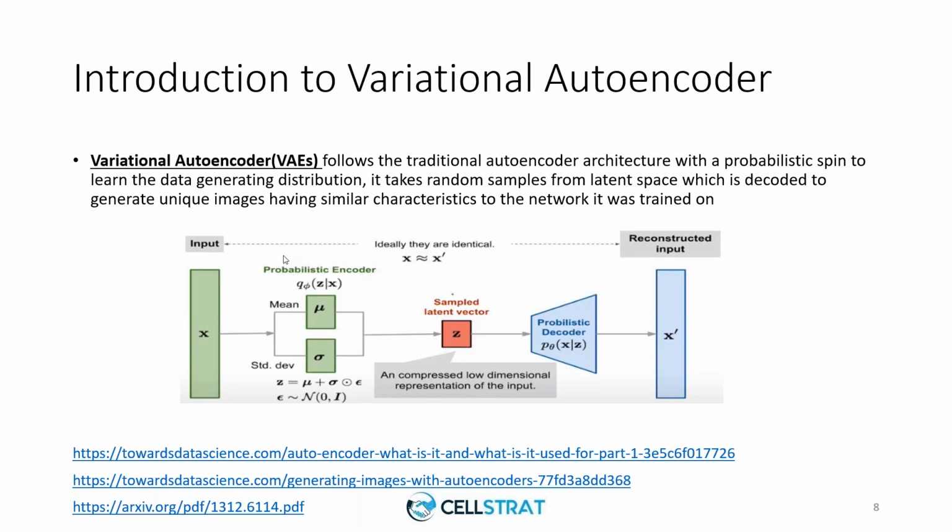In terms of the variational autoencoder, the difference is that we have a probabilistic encoder over here and a probabilistic decoder. The rest of the part is the same. We have an input coming from over here. It passes through an encoder, and gets further convoluted into a lower dimensional space.